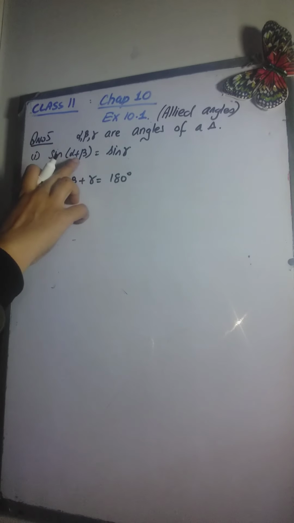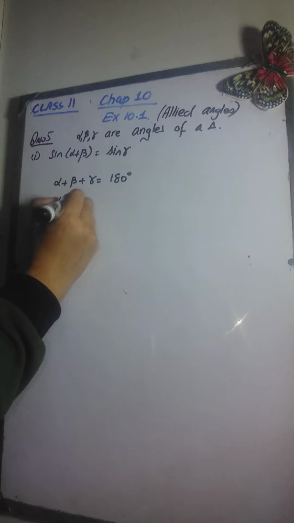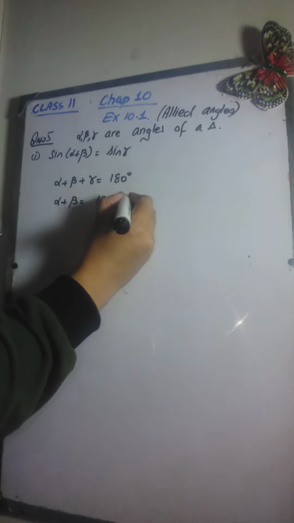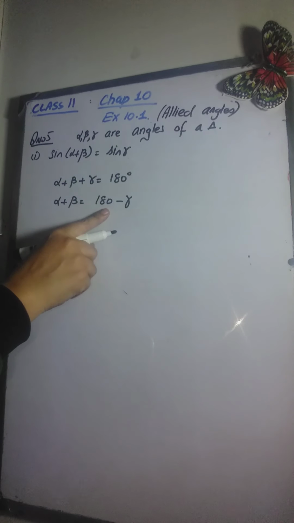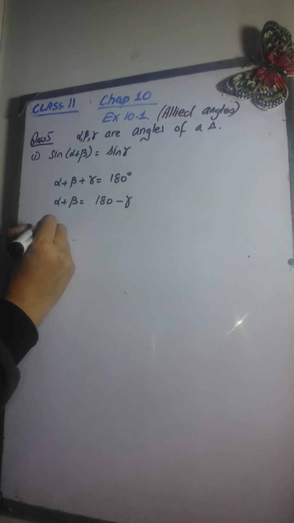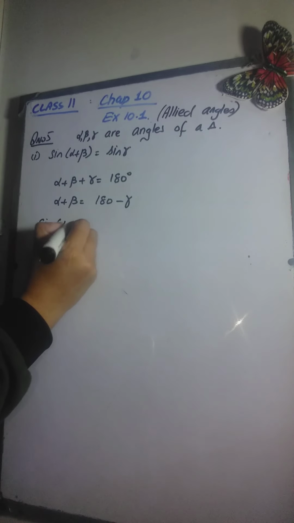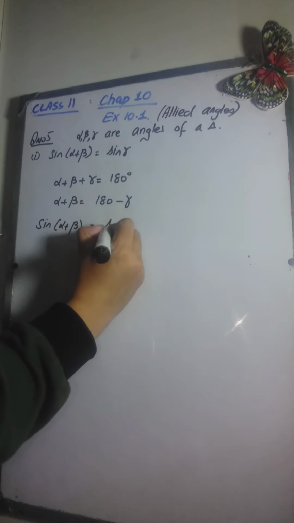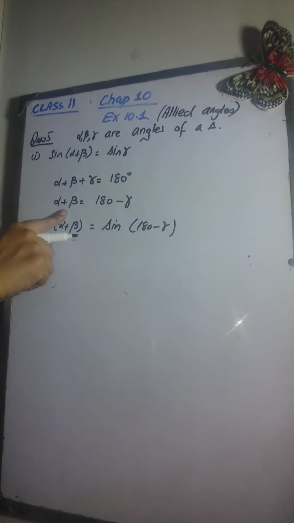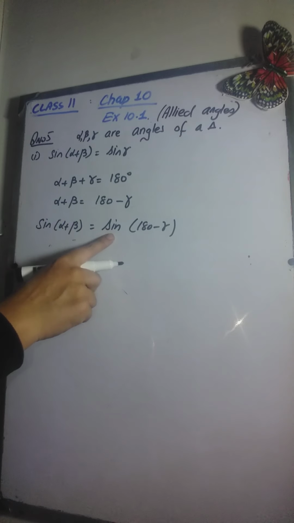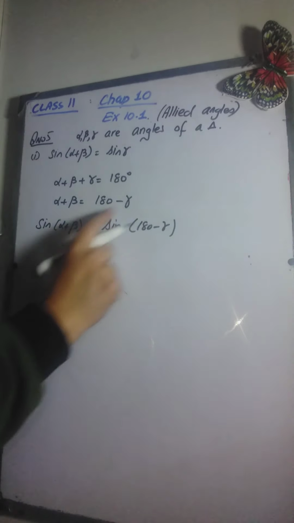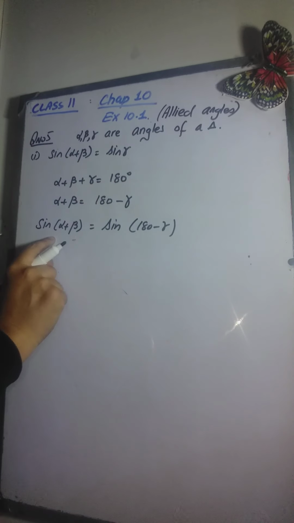Now we want sine of alpha plus beta, so I'm going to shift gamma to the right hand side. Alpha plus beta will be 180 minus gamma. Now in order to find sine, we are going to take the sine of both the sides. Sine of alpha plus beta is equal to sine of 180 minus gamma. As these two angles are congruent, their sine will obviously be equal. Now we have to prove that this thing is equal to sine gamma. Okay, we got the left hand side.